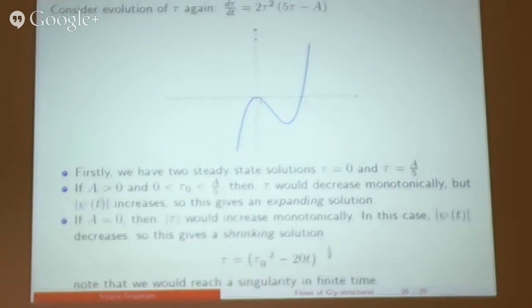But if we set a equal to 0, then in every case tau would just keep increasing and psi would be decreasing. So this is a shrinking solution. And in fact, from the explicit formula for tau, we can see that we would reach a singularity in finite time. So this is what's really expected in this case.